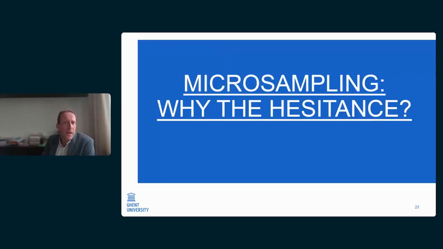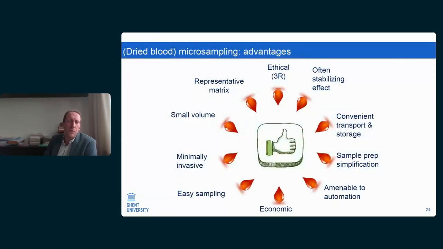So why the hesitance? Why isn't microsampling being applied already very widely in the broader community? Like I already said, there's quite some advantages that are related to microsampling. I won't go over all of these. I just listed them up. Quite often stabilizing effects. They offer convenient transport and storage, simplification of sample preparation, amenable to automation.